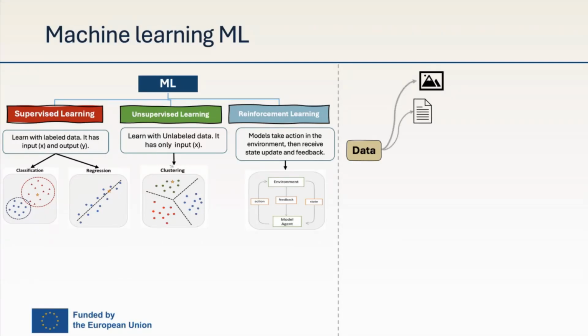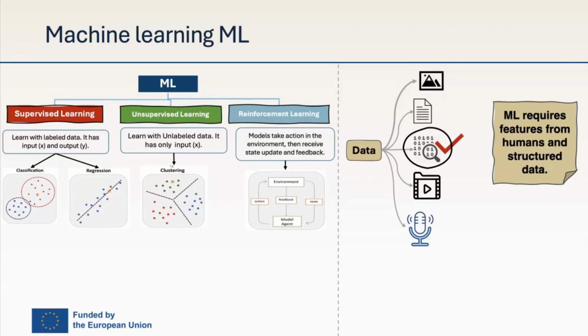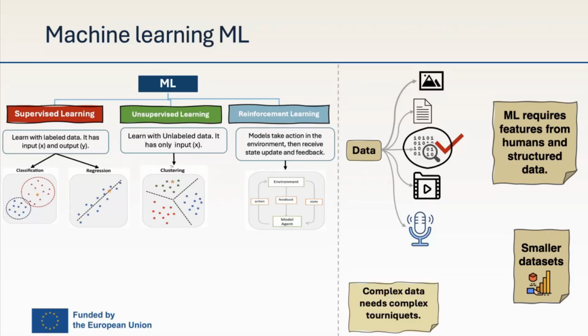Actually, according to the data that we can deal with in machine learning, we can deal with images, text, numbers, audio, and video. But machine learning is considered more suitable to deal with numerical data, because in machine learning we need to extract the features by ourselves, so this can be very complicated for images, audio, and video data.